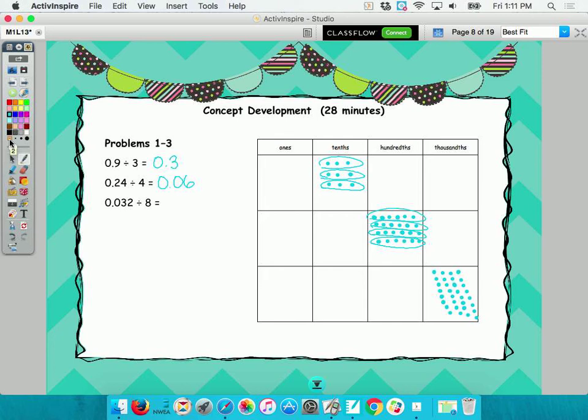So if I divide by 8, how many groups will I have? 8 groups. And how many are in each group? 4. So 4 what? Thousandths. 4 thousandths. Okay, good.